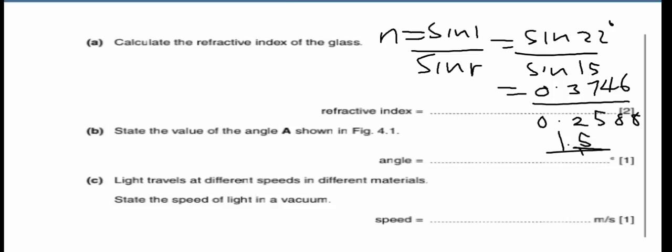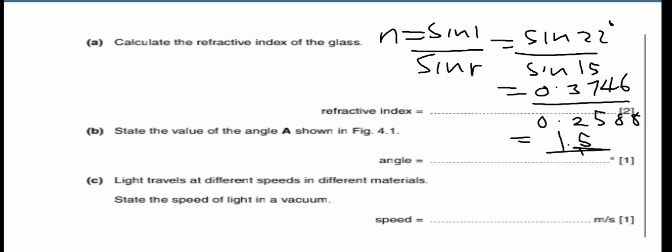So when I do the computation here, sine 22, I'm going to get 0.3746. Then when it comes to sine 15, I'm going to get 0.2588. Then when I divide, I'm going to get 1.5. So usually, as for the refractive index, it doesn't have units because it is a ratio.